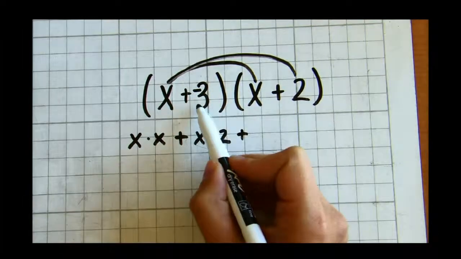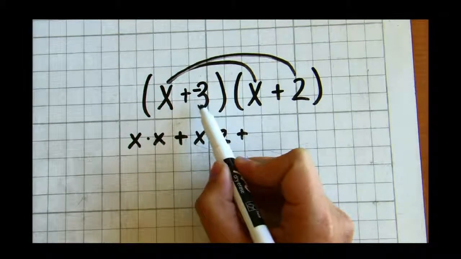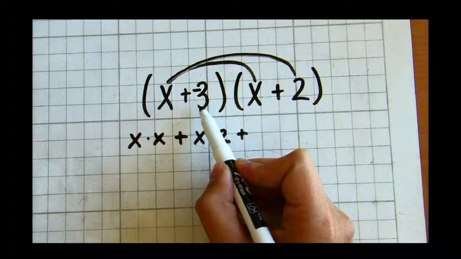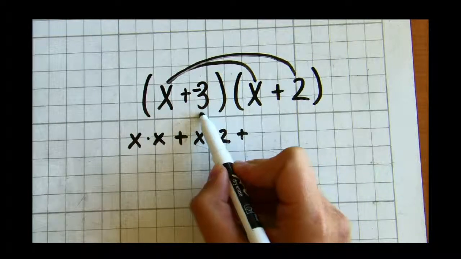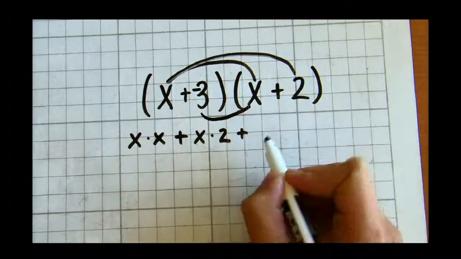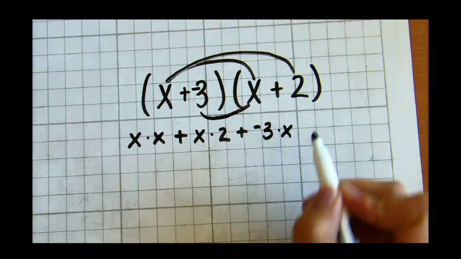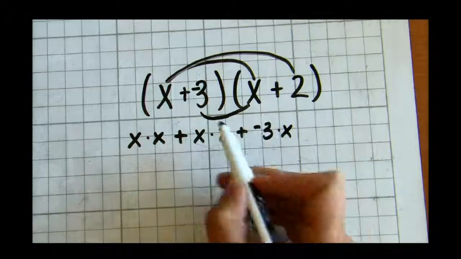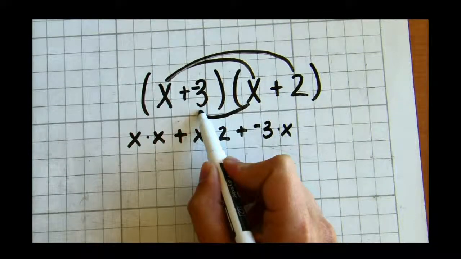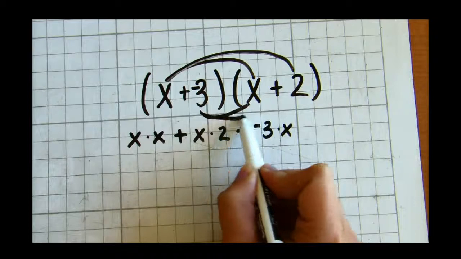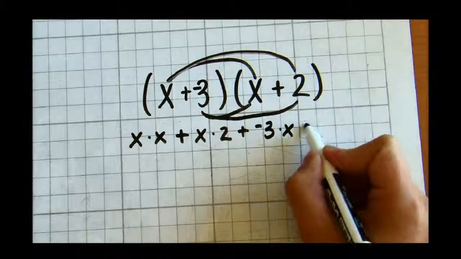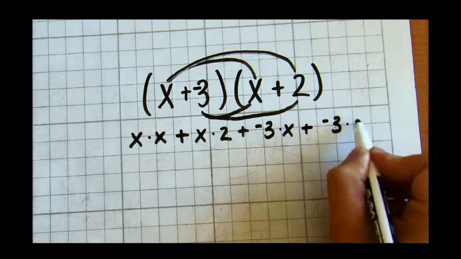Now I've got to distribute my negative 3. Where is it going to go to? Great. It's going to go to my x. So I'm going to write plus negative 3 times x. Then lastly, where does my negative 3 go to? Fantastic, my 2. Plus negative 3 times 2.